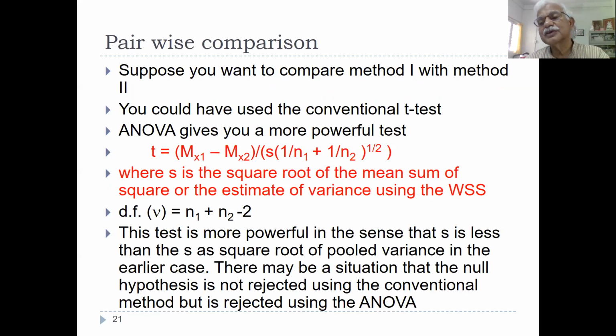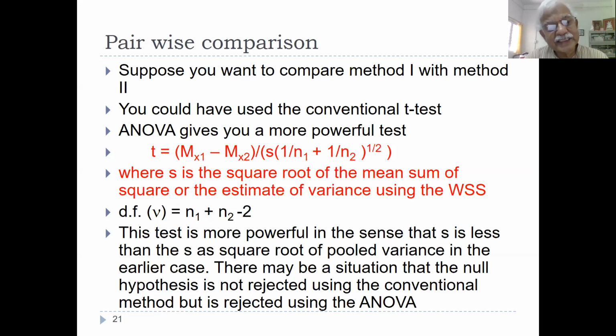Friends, sometimes you are applying ANOVA, but you are also interested in comparing means of two groups, or pairwise. You are interested in pairwise comparisons. You can go for the conventional t-test, or you can go for the t-test which is part of ANOVA. If you want to compare two groups, and their means are mx1 and mx2, then the numerator part is the same, mx1 minus mx2.